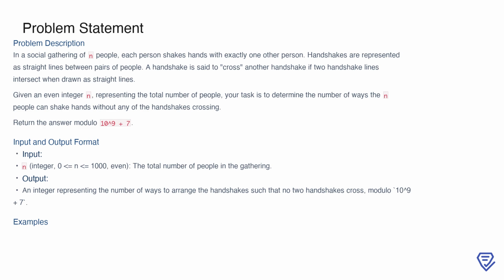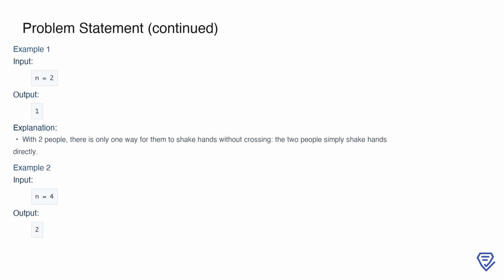Let's review the input and output formats. The input is a single integer n, where 0 ≤ n ≤ 1000 and n is always even. The output is an integer representing the count of non-crossing handshake arrangements modulo 10^9 + 7. Let's start with a small example to understand the problem better.